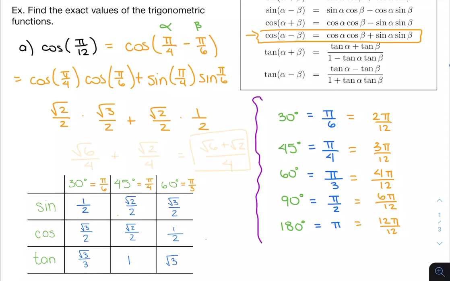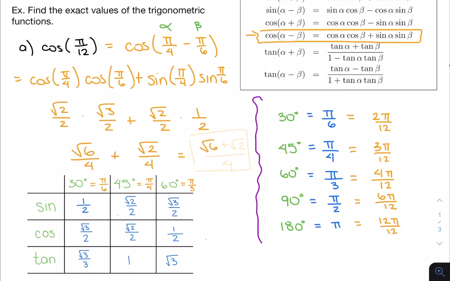So let's go ahead and multiply these. We can multiply the square root of 2 times the square root of 3, which is the square root of 6, over 2 times 2, that's 4, plus the square root of 2 times 1, that's the square root of 2, and 2 times 2 is 4. Because remember that whenever we're multiplying fractions, all we have to do is multiply across. And since both of these have the same denominator, we can write them all over the same denominator.